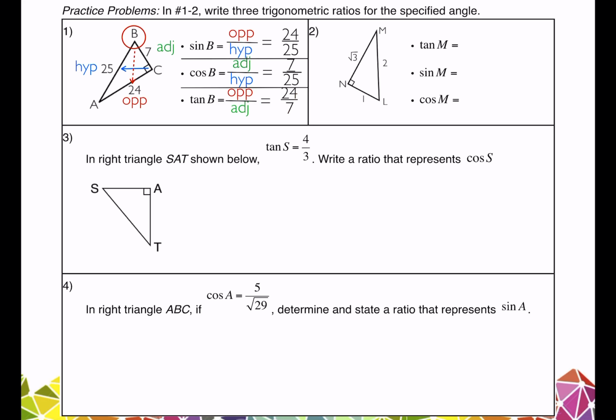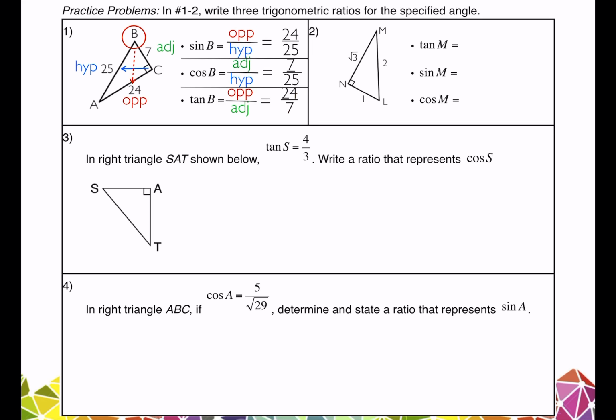All right, so what you should work on is practice problem 2. You can pause the video, take a minute to answer question 2 on your own paper or on the worksheet if you were able to print it out.